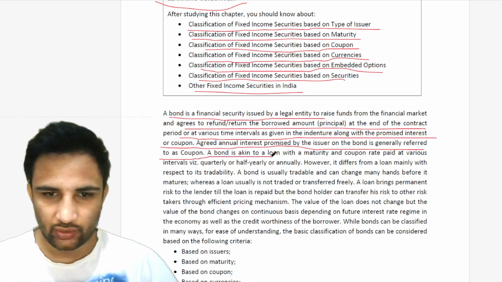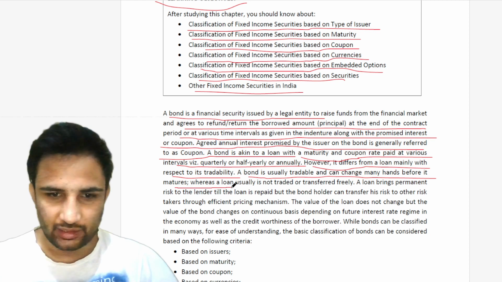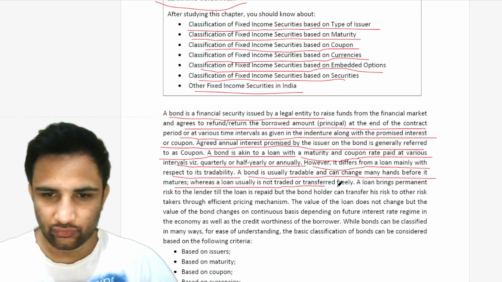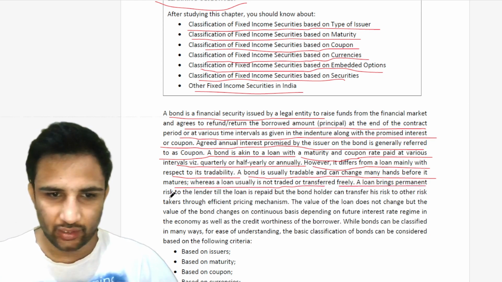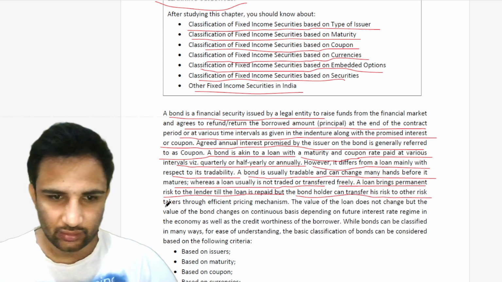A bond is akin to a loan with a maturity and coupon rate paid at various intervals, based quarterly or half-yearly or annually. However, it differs from a loan mainly with respect to its tradability. A bond is usually tradable and can change many hands before it matures, whereas a loan usually is not traded or transferred freely. A loan brings permanent risk to the lender till the loan is repaid, but the bond holder can transfer his risk to the other takers through an efficient pricing mechanism.